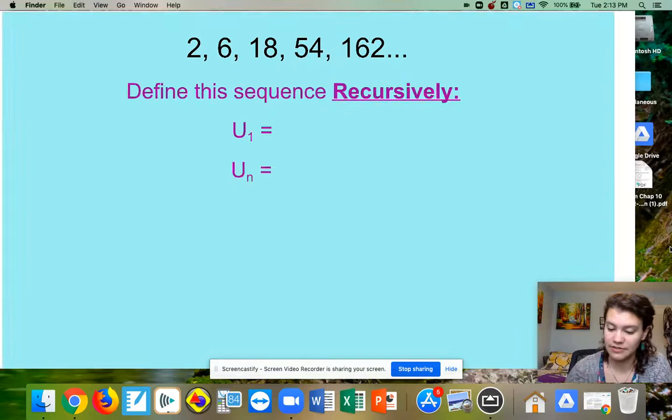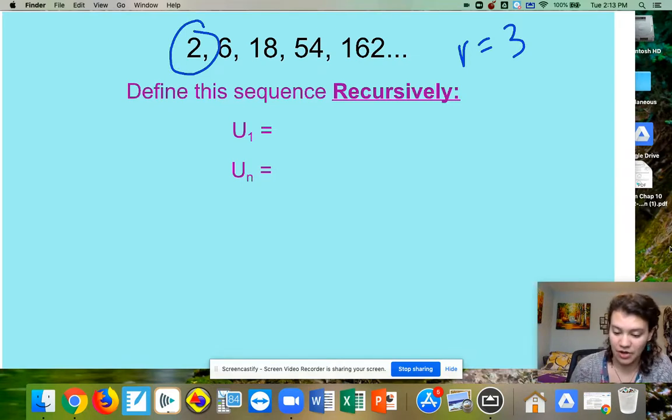Defining recursively. So the common ratio here is 3. This is our first term. So always list your first term, and then we want to figure out how to write this next chunk. If you think of this as your second term, to find the second term, you have to use the first term, and then we're going to multiply it by our common ratio. So you end up getting u sub n minus 1 times 3, versus adding 3.